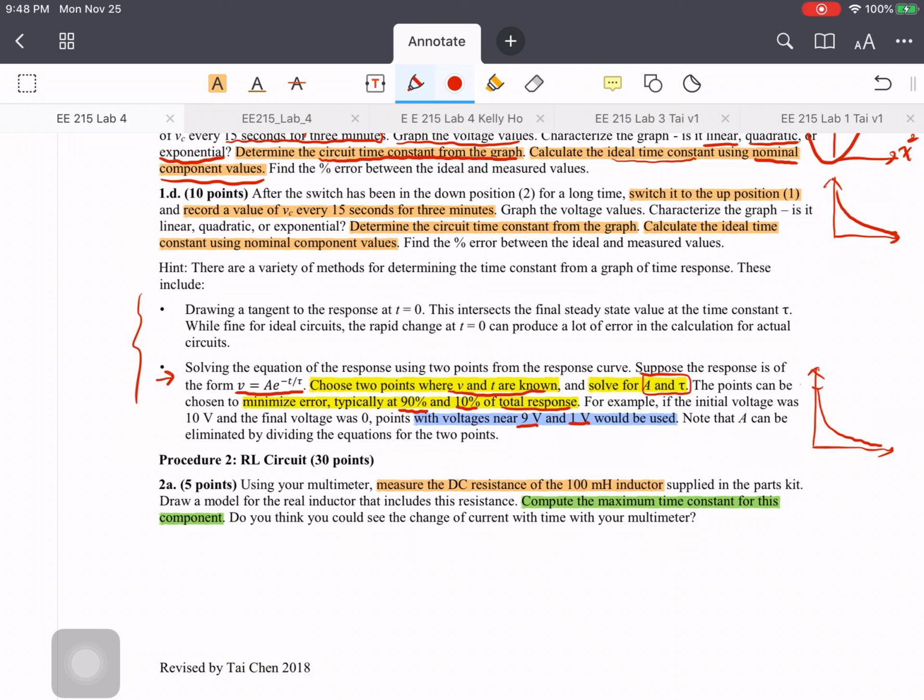So for example, this is 10, so you choose 9, and then you choose 1. So this is T9, and this is T1. So by using these values, you can solve the equation to obtain the A and the tau.